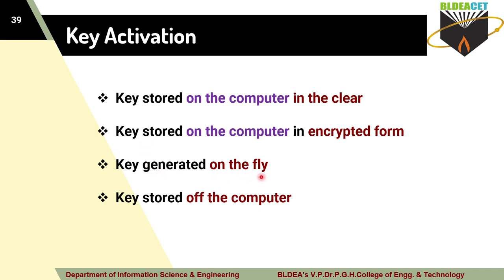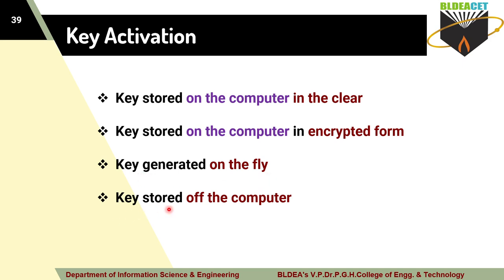Key generated on the fly here. So as I told earlier, dynamic. So you are using the key mechanism. Whoever wants to use that key just runs that particular procedure. Whenever they run it, it automatically generates the key. That is what we call a key generated on the fly. Key generated on the fly means key generation algorithms are available. Whenever you run that algorithm, you'll get different keys for each user here. But you must know which algorithm they used and how to run that particular algorithm here.